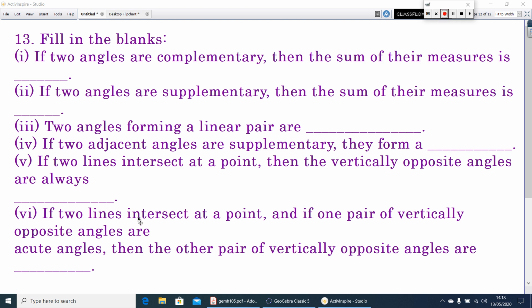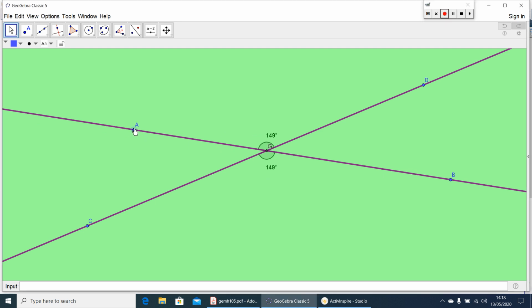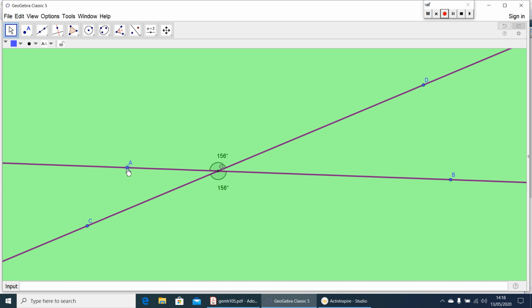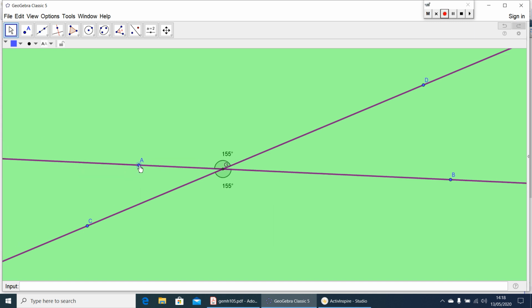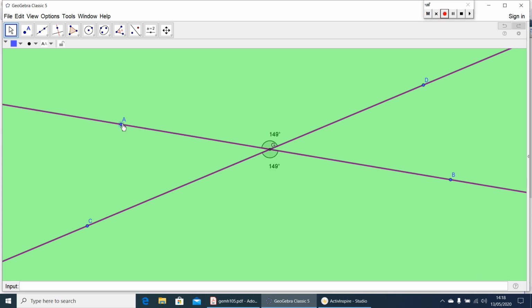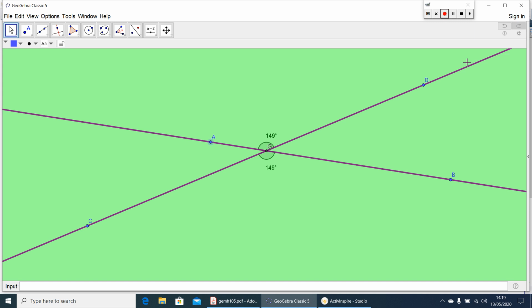That means if two lines intersect at a point, here when two lines are intersecting, this pair, angle AGC and BGD, these two are acute. Then what about the other pair is the question. So when one pair of vertically opposite angles are acute, obviously the other pair will be obtuse.